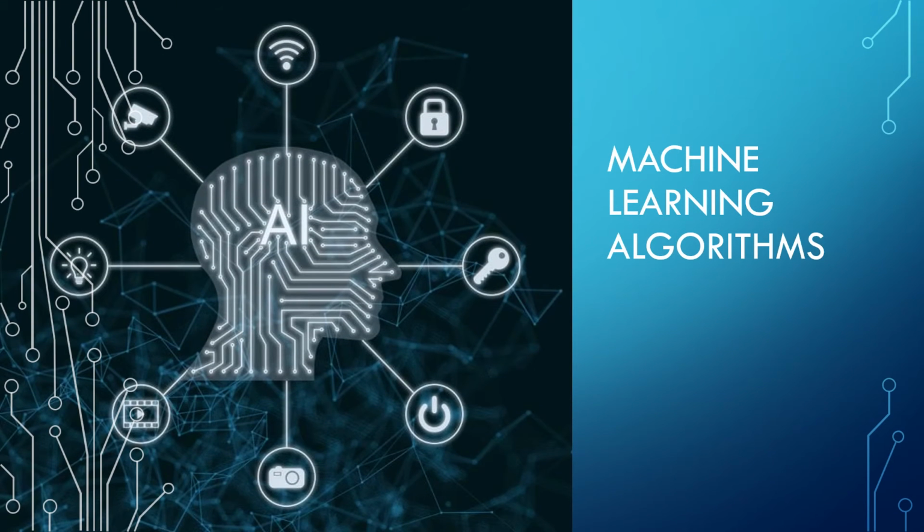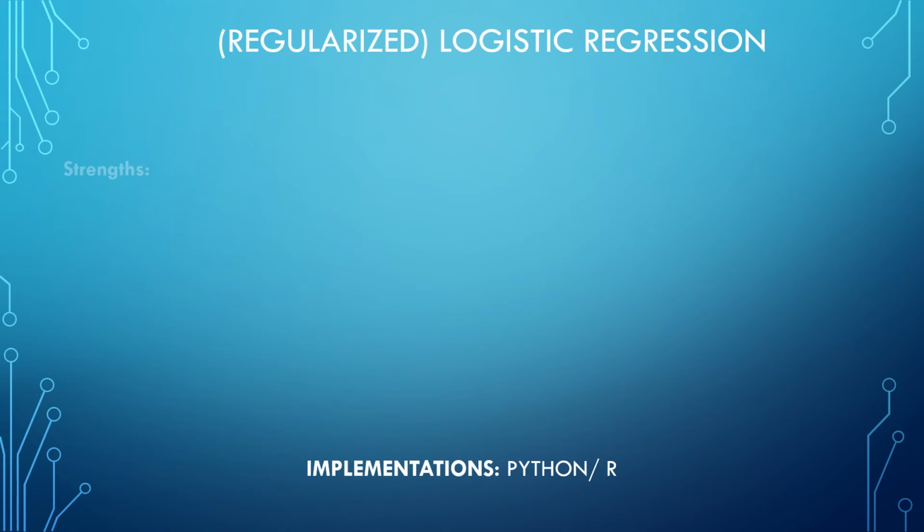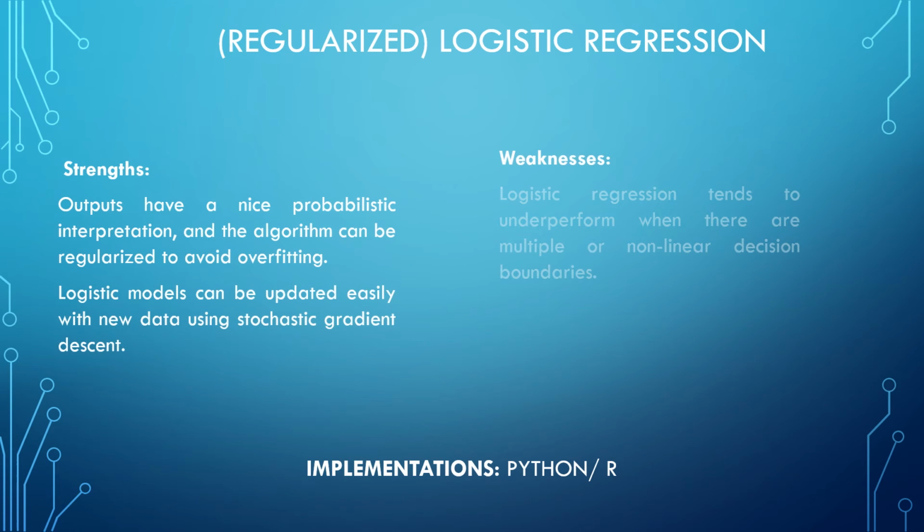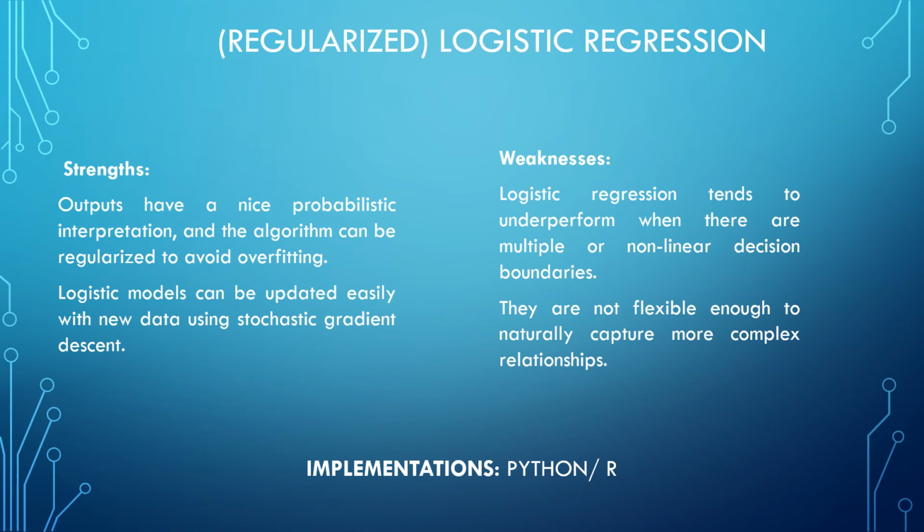Machine learning algorithms. Logistic regression. Strength: outputs have a nice probabilistic interpretation, and the algorithm can be regularized to avoid overfitting. Logistic models can be updated easily with new data using stochastic gradient descent.